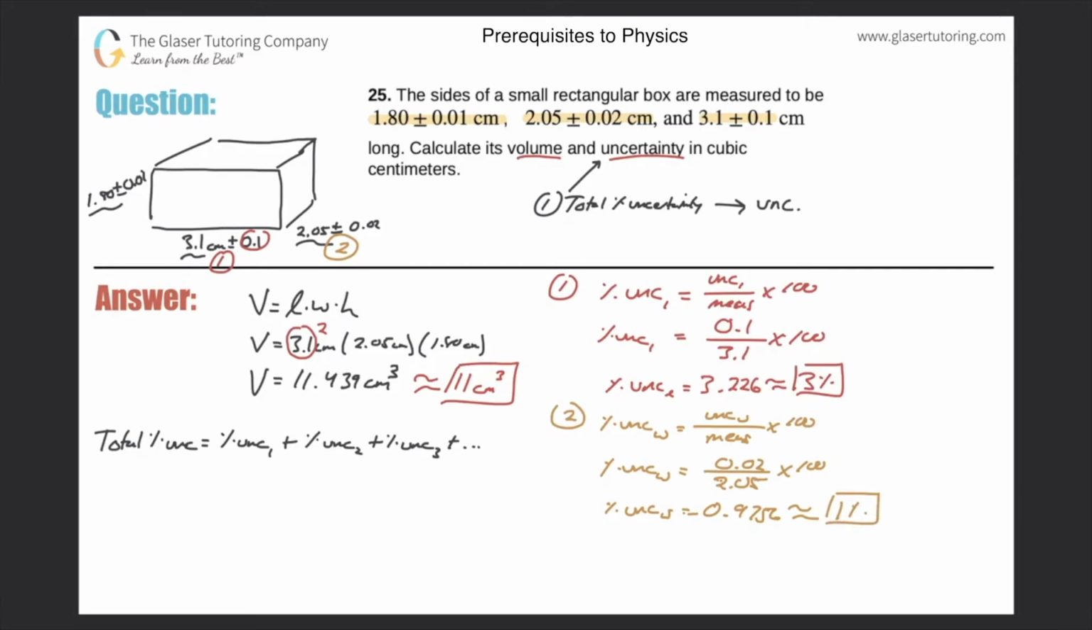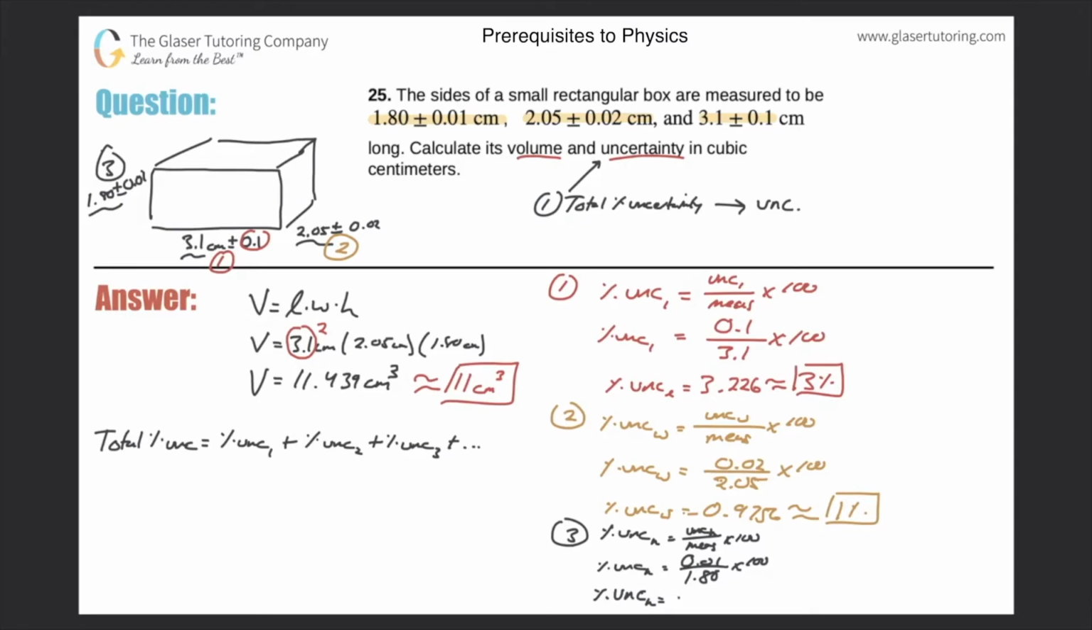Last but not least, let's look at the height, the height of the box. Now we're going to calculate that. The percent uncertainty in the height should be equal to the uncertainty of the height divided by the measurement, multiplied by 100. So that's the uncertainty of the height, which was 0.01, divided by the measurement itself, which was 1.80, and then multiplied by 100. So let's type that into the calculator: 0.01 divided by 1.8 and then times 100.